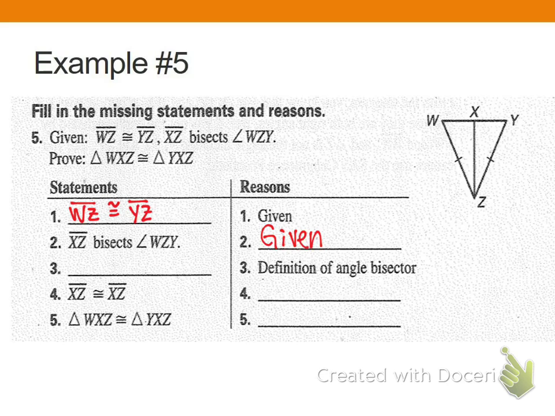Next, they use their reason as a definition of an angle bisector. So that means we have to know what an angle bisector does and make a statement based on that. What does it mean to bisect? Split it into 2 equal or congruent parts. So if we are bisecting angle WZY, then what 2 angles have to be the same?